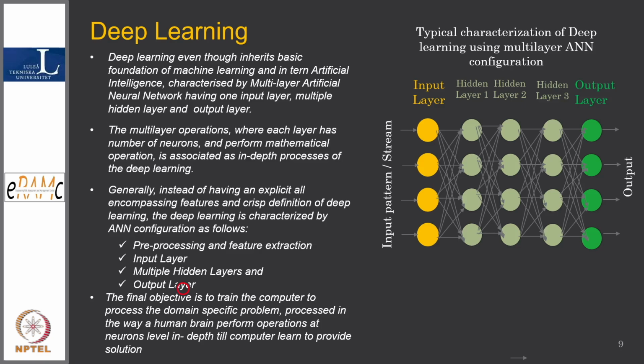The final objective is to train the computer process to a domain specific problem in a way the human brain performs operations. Actually, the human brain is a wonderful machine, and it does really enormous jobs, and we want that any job we do, we do with more efficiency, but it should be in line with how humans think. So that is what our objective is. It should be comprehensible, and it should be rational based. Rationals are a very important and core component of deep learning and its application.